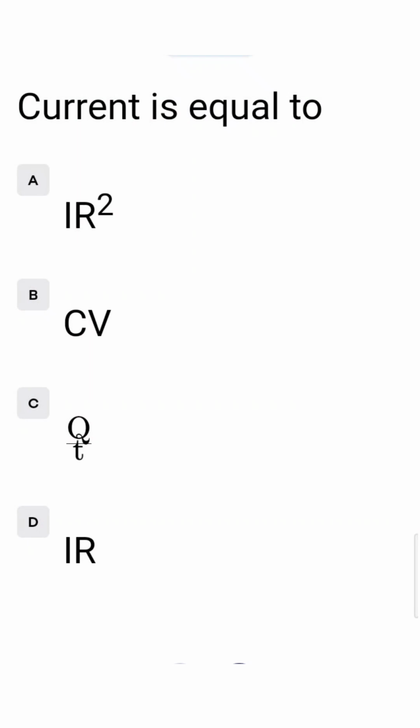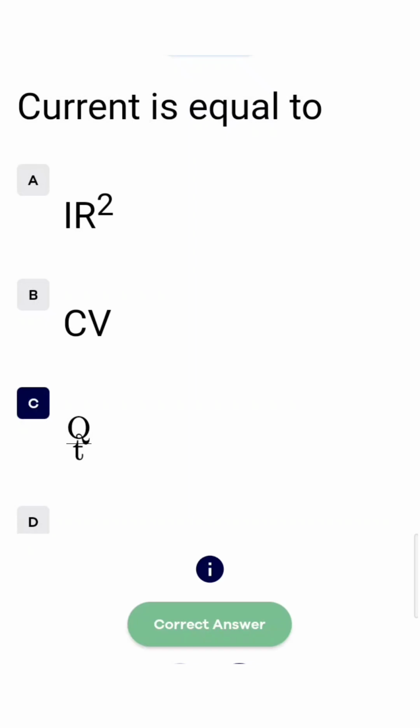Current is equal to A: IR square, B: CV, C: Q over T, D: IR. The correct answer is Q over T, that is option C. So we tick the option C.